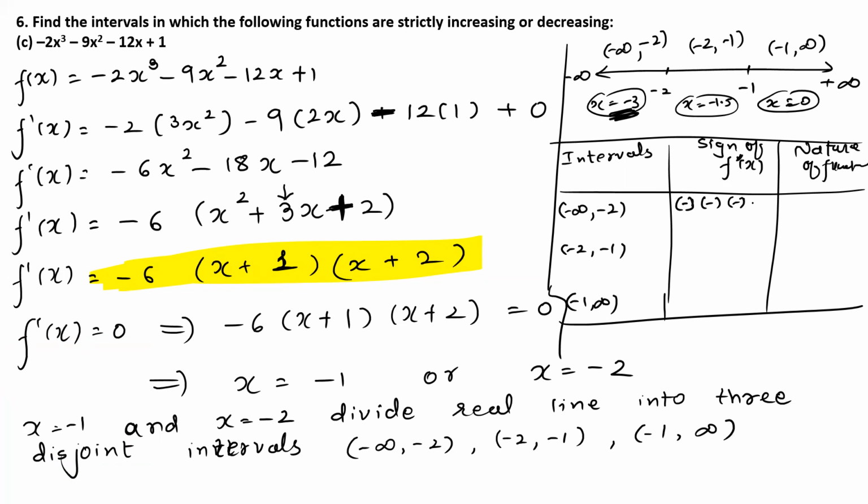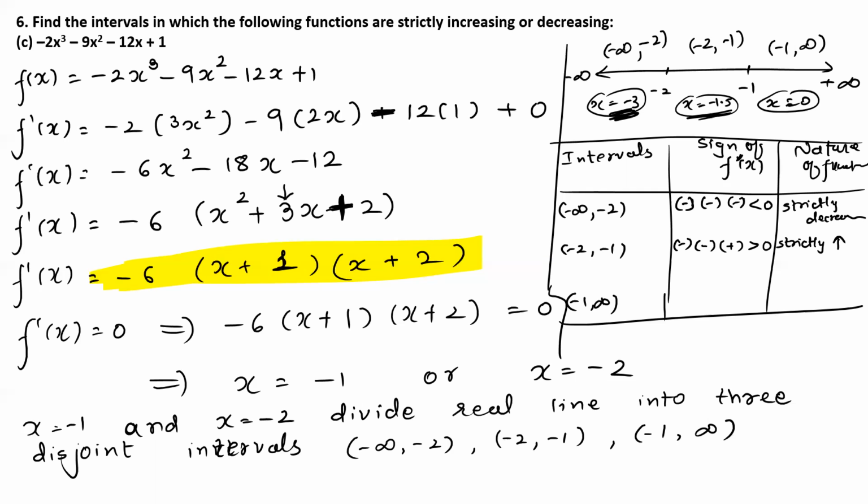It's strictly less than 0, meaning f is strictly decreasing. Let us take some value, -1.5. So -6 is negative only. Then -1.5 plus 1 is again a minus sign. And -1.5 plus 2 is a plus sign, greater than 0. So it is strictly increasing.